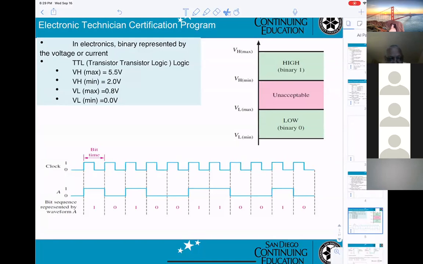And you can see another one using a bit sequence. That means this is logic 1 here, then it goes 0, then 1, then 0, and this one is still 0 and 1, 1. That's just a sequence, but only 0 and 5 volts.